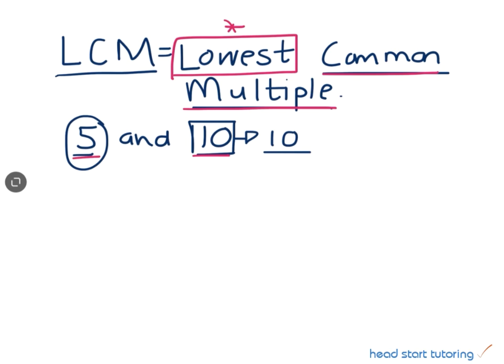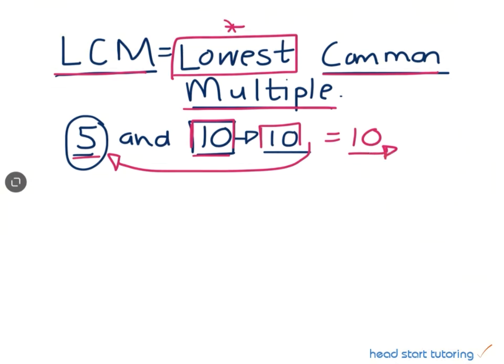So we start listing the multiples of the bigger number, which is 10. So we start with 10, and we need to now see, is 10 a multiple of 5? And we're lucky, the first multiple of 10 is a multiple of 5 as well. So 10 would therefore be our answer. 10 is the lowest common multiple, or the LCM, of 5 and 10.